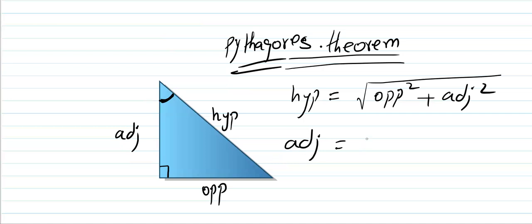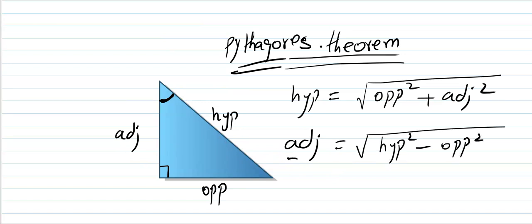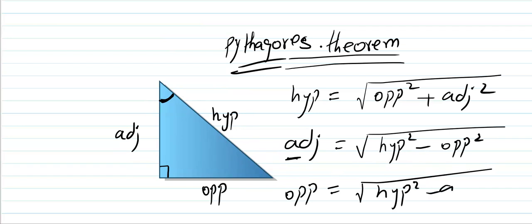Adjacent will be equal to, like if you have to find any side other than the hypotenuse, what will you do? It will be the hypotenuse squared minus opposite squared. Like if you have to find this, then you will subtract. In the same way, if you have to find the opposite, it will be the hypotenuse squared minus the adjacent squared.